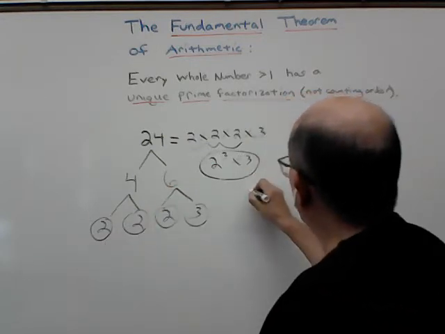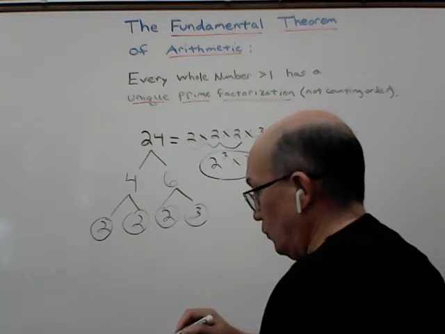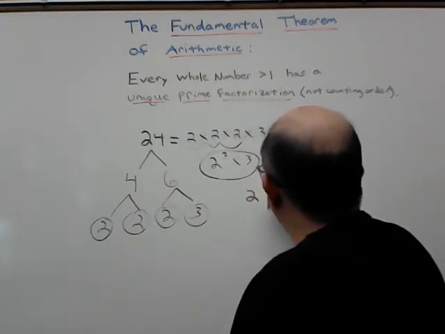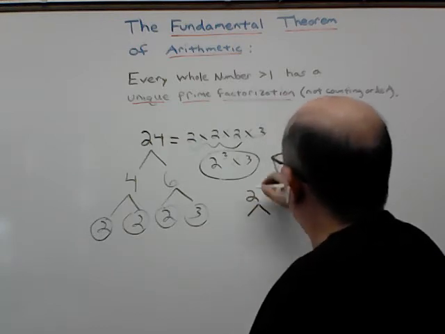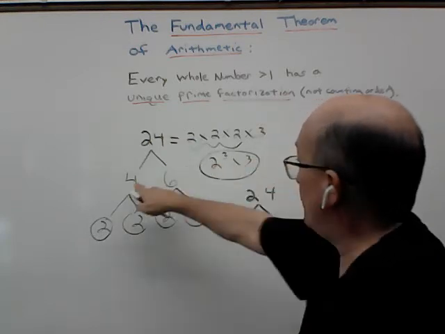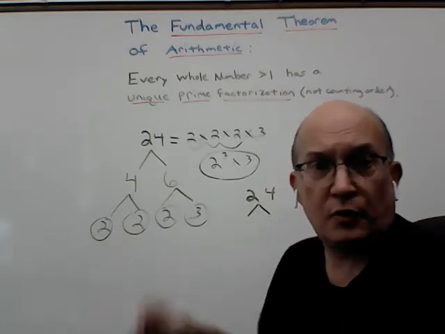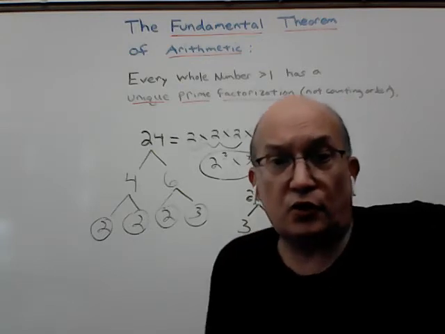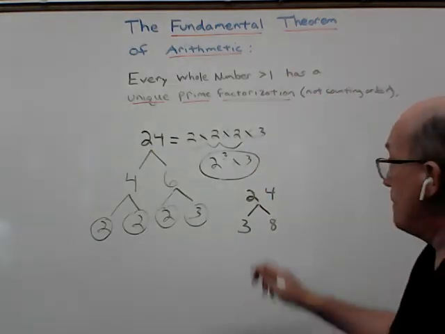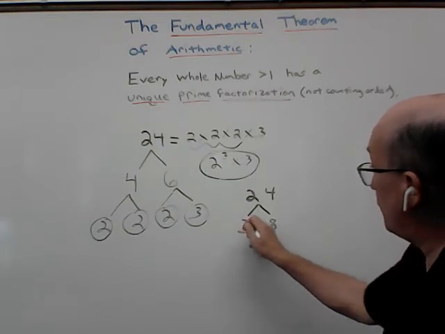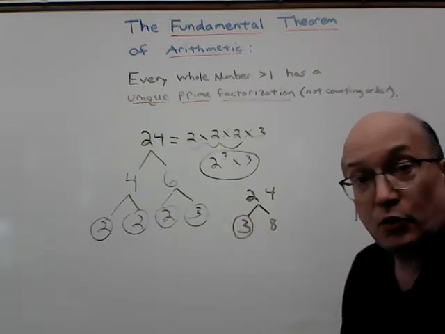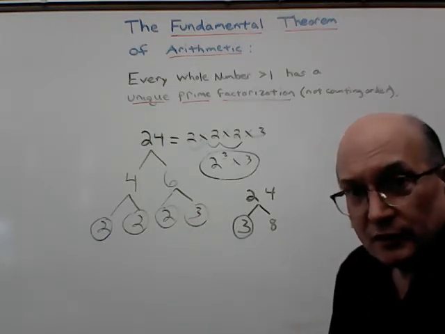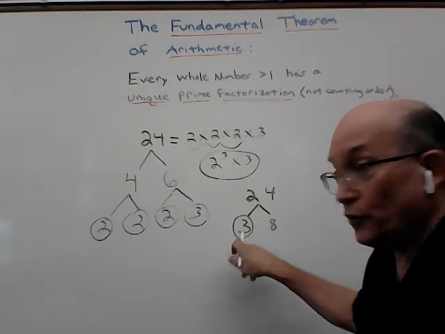Let's say we start with 24 again, except this time, as our first step, rather than starting with 4 and 6, let's start with 3 and 8. 3 times 8 is also 24, right? But we look here and we say, well, the 3 is prime. Once we get to a prime number in our factor tree, when we're branching off, we'll circle it, and we don't go any further.